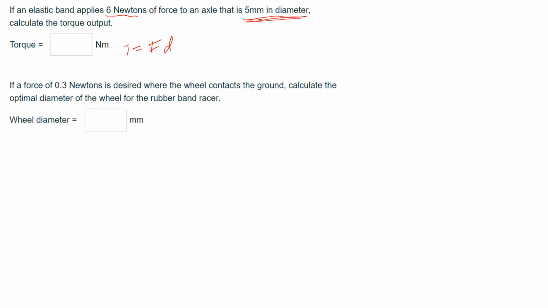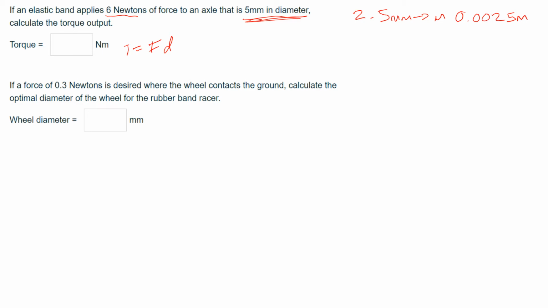Okay, so first of all, let's get our radius. That will be 2.5 because it's half the diameter, and we need to then convert our 2.5 millimeters into meters, which will be 0.0025 meters.